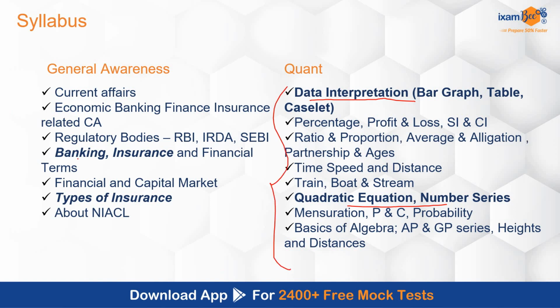In general awareness, banking, insurance, financial terms, current affairs, types of insurance, about the 4 general insurance companies, NIACL, UIIC, OICL, and NICL. Know about all these 4, financial and capital market, then various current affairs. You can follow iExamB's Bpedia in order to prepare for current affairs.